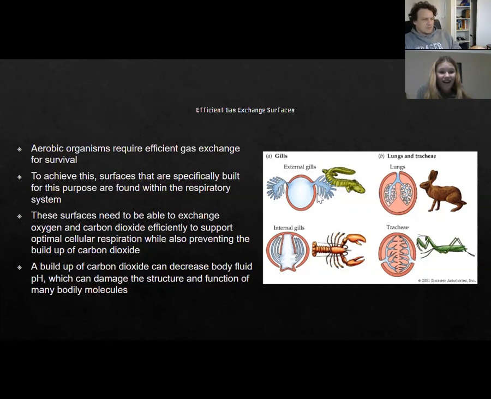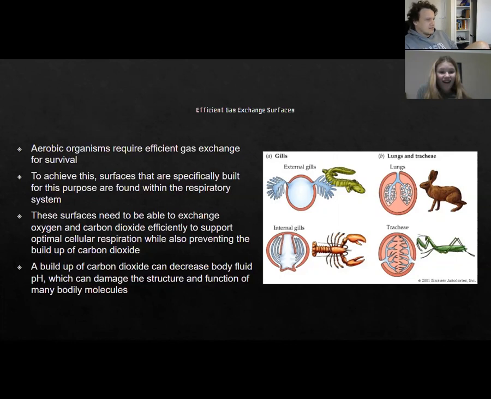So in animals, there's 4 different major kinds: external gills, lungs, internal gills, and tracheae, which is what you see in insects. We need to take in as much oxygen as we're breathing out carbon dioxide. If we don't get enough carbon dioxide out, then you might as well not be breathing in any oxygen.